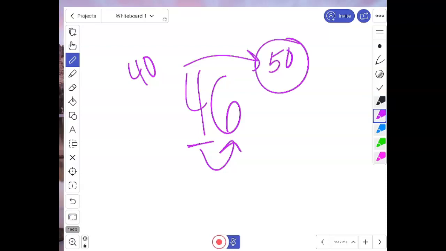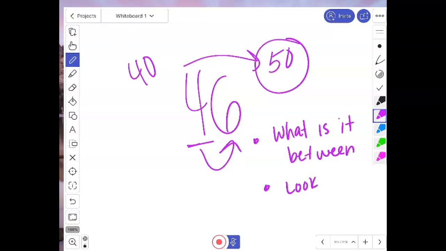Okay, so really all you need to know is that when you're rounding, you're either going up if it's closer to the next 10, or down if it's closer to the last 10, or up if it's closer to the next 100, down if it's closer to the last 100. So the first question I always ask myself is, what's it between? If I'm rounding to the nearest 10, it's what 2 tens is it between? If I'm rounding to the nearest 100, it's what 2 hundreds is this between? Then I look one place over. And then if it's 5 or more, I round up. If it's 4 or less, I round down.